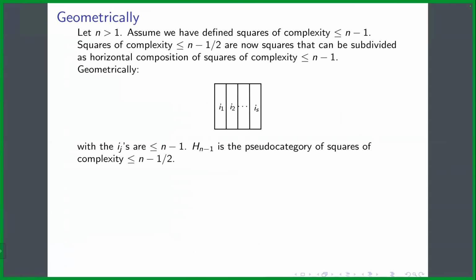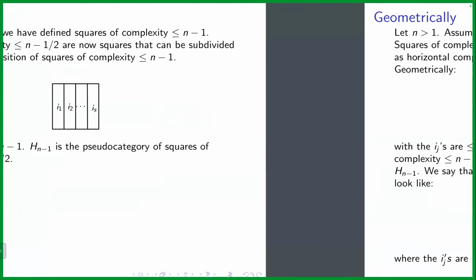Now, yeah, we can do this inductively. If we assume that we have defined squares of complexity less than or equal to n minus 1, then squares of complexity less than or equal to n minus 1/2 are squares that can be subdivided as horizontal compositions of squares of complexity less than or equal to n minus 1. Geometrically, these are squares that can be drawn like this, where the i_j's are less than or equal to n minus 1. So H_{n-1} is a pseudo category of squares of complexity less than or equal to n minus 1/2.